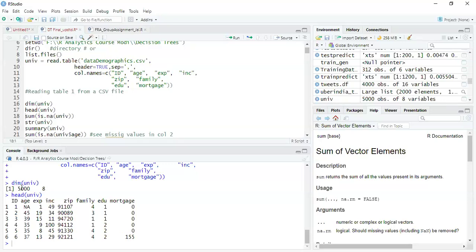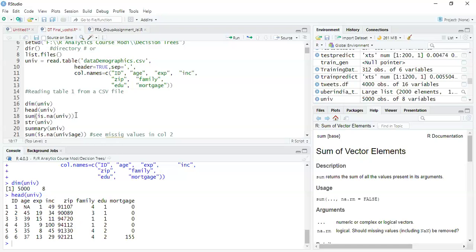Okay, we have 5,000 records and 8 columns, and some cell values are missing. Let us see. Let us count the number of cells. We have 5,000 records and 8 columns, so 5,000 multiplied by 8 is 40,000 cells we have.